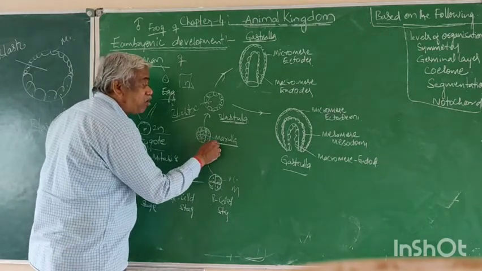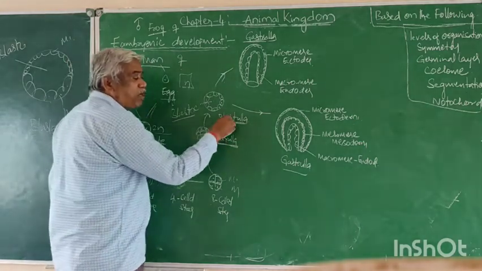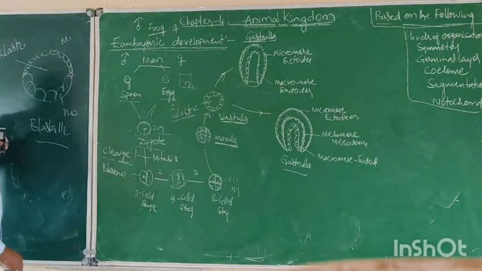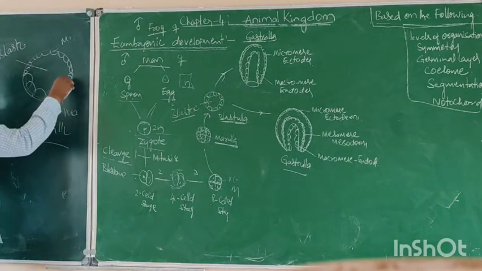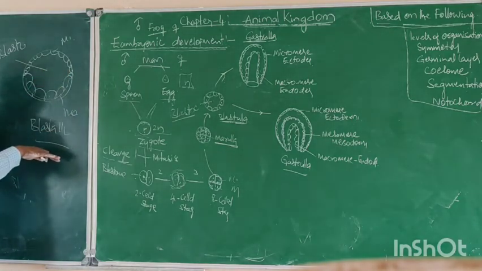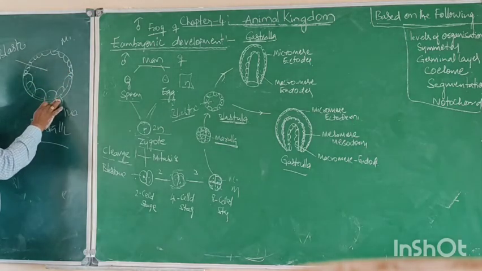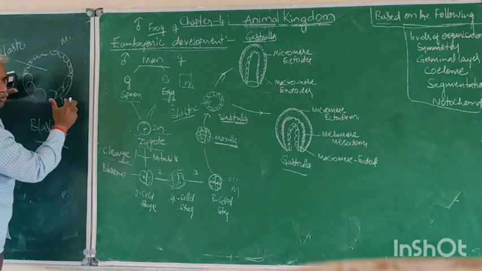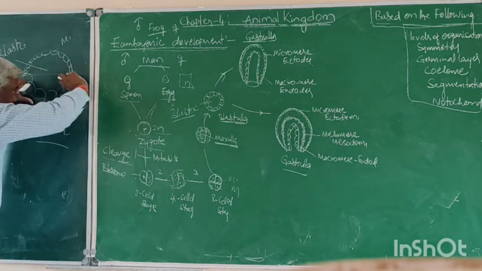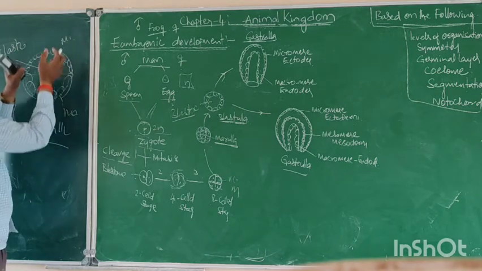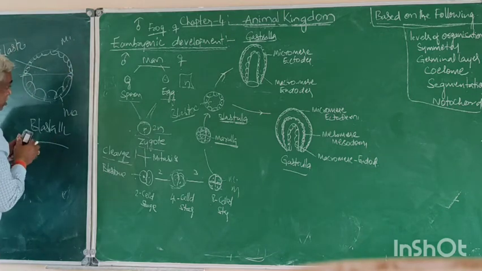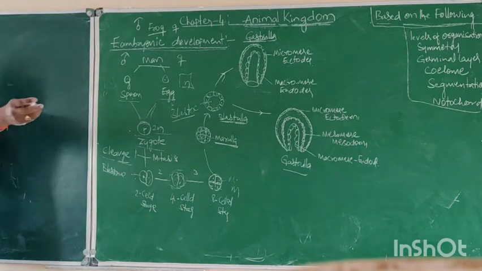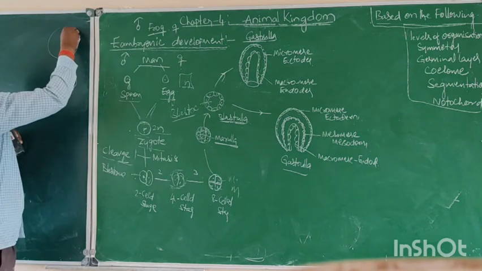This embryonic stage is called the morula. The morula becomes a blastula with a cavity. After this, the large cells are inside and the small cells are outside, and the inner half undergoes invagination. That means, now I show the diagram. See, now it is the blastula.